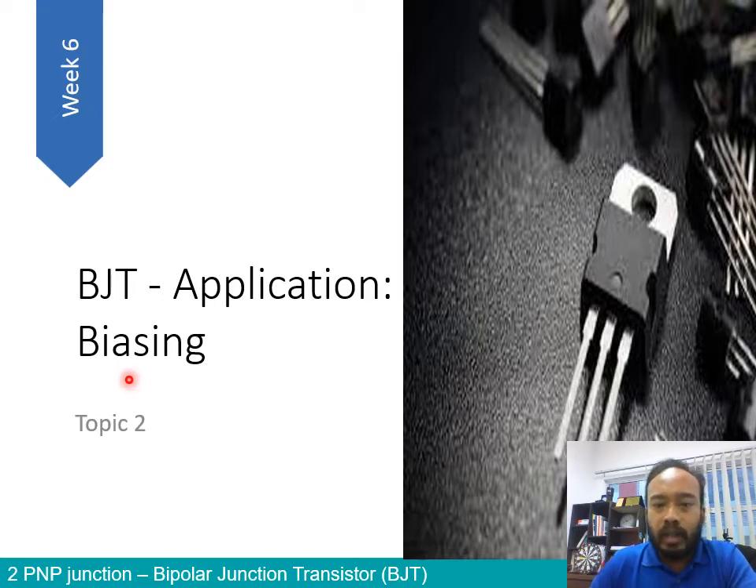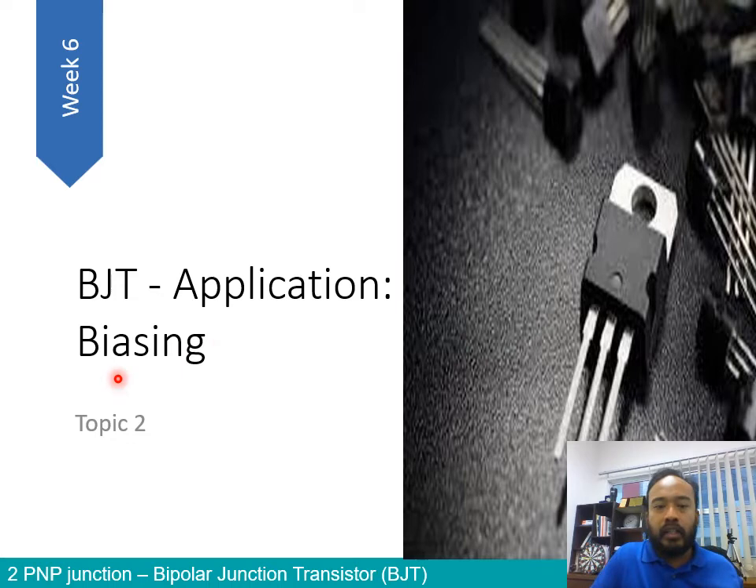A quick recap on what we have seen. In week 1 we looked into the structure of the PNP junction in terms of its semiconductor structure, and in week 2 we looked into several applications using BJT. This week is also an application. We are going to concentrate more on the biasing part, which is the way we control the current in the base in order to produce an output across the collector-emitter junction.